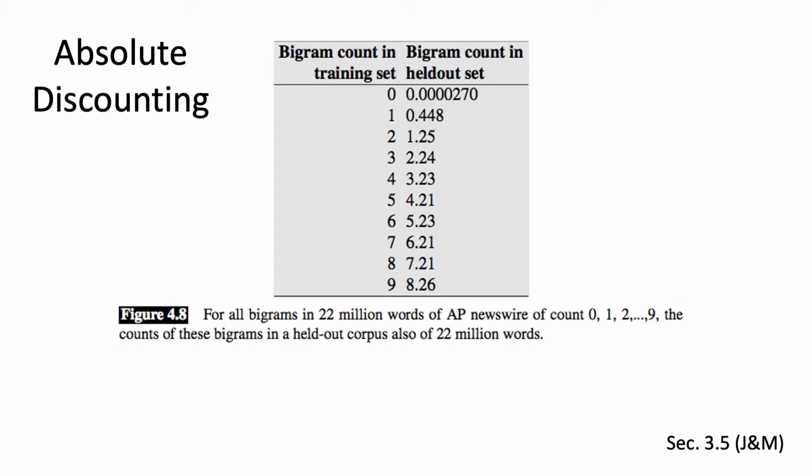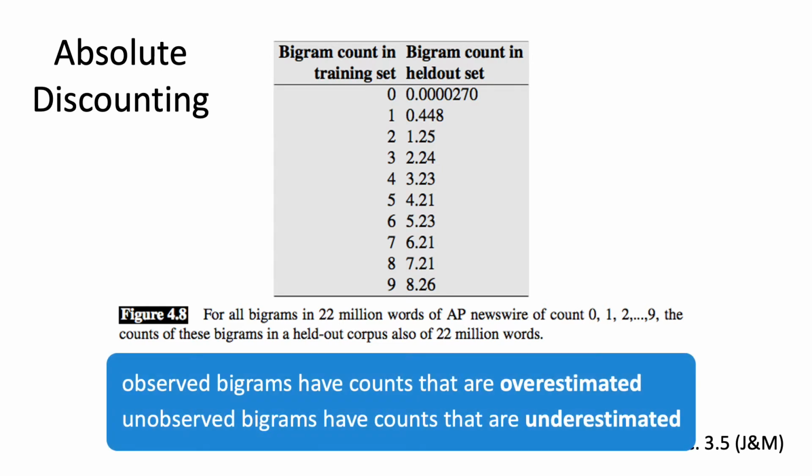Absolute discounting is based on the following observation. Say you divide your data in half, and for all bigrams that appear in one half, call it the training set, you check their counts in the other half. This table breaks down bigrams according to their counts in the training set. Bigrams in the training set have slightly lower average counts in the held-out set. That is, their counts are overestimated. Bigrams that are not observed in the training set have counts that are underestimated.